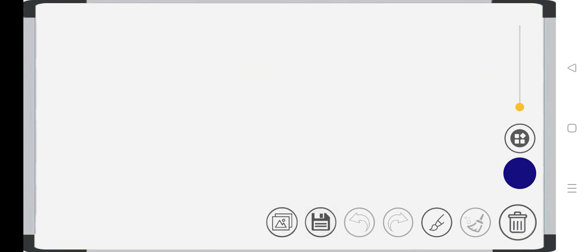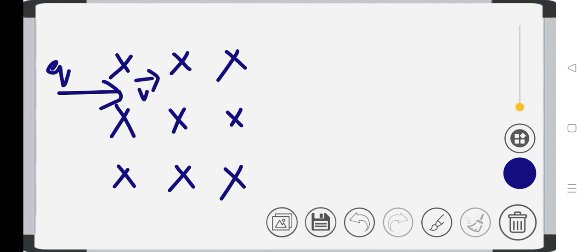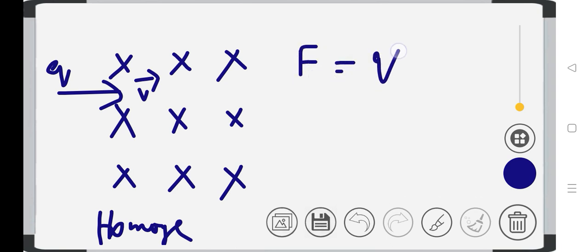Okay, then what we had learned, suppose we have only magnetic field in that region, that is no electric field, then the charge q entering with v into this magnetic field, it is a homogeneous magnetic field. So F magnetic force is equal to q into v cross B. Here v is perpendicular to magnetic field, so qvB sine 90, sine 90 is equal to 1, so F equals q into vB.